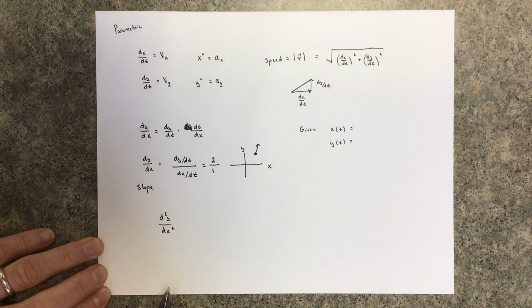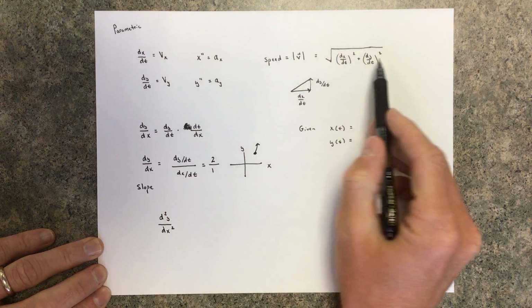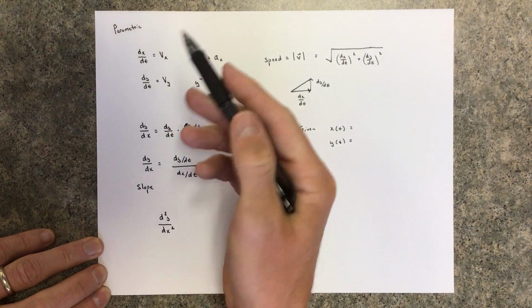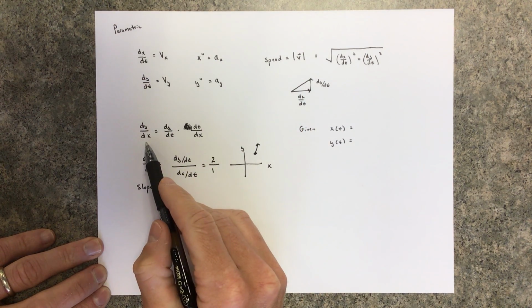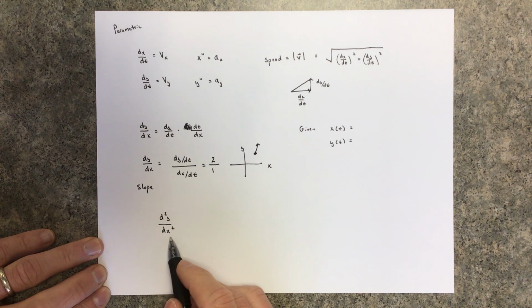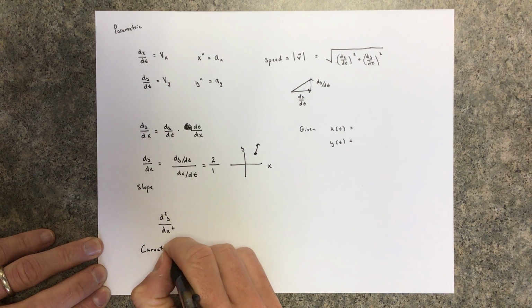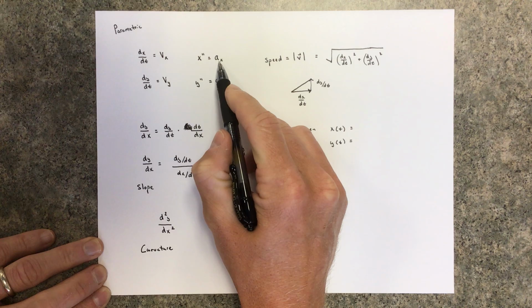Again, it's not acceleration. Just like dy/dx is not speed. This is speed. This is velocity. Velocity is a vector. dy/dx is slope on an xy graph. d²y over dx² is curvature. It's not acceleration, okay? The second derivative here is acceleration.